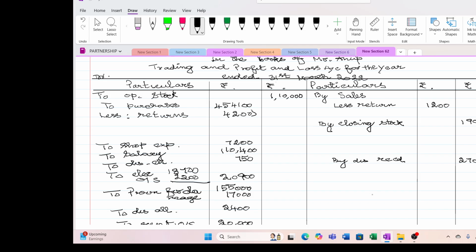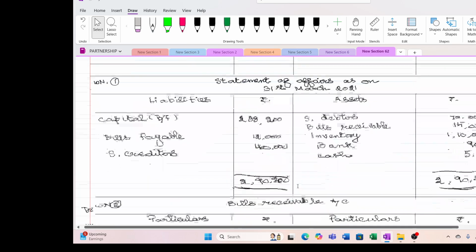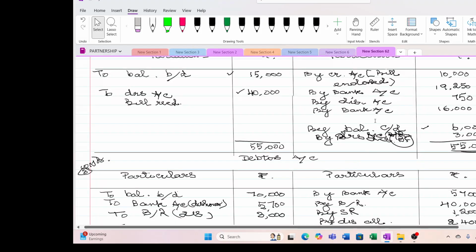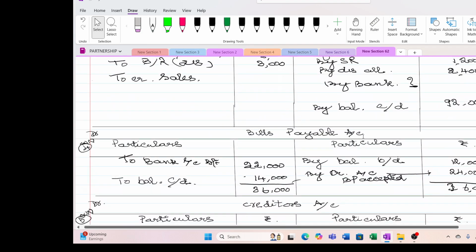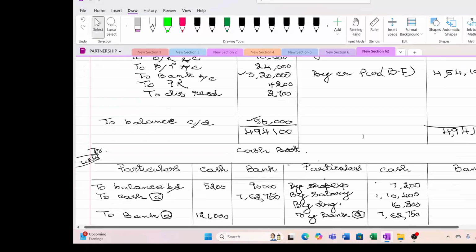454,100 minus 4,200 minus 40,000. 454,100 minus 4,200, 449,900. See here now, we have finished our statement of affairs. We have finished our bills receivable account. Now we have to finish the debtor account. Because of the bank we are waiting. Bills payable is over.